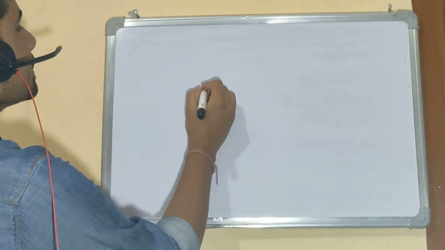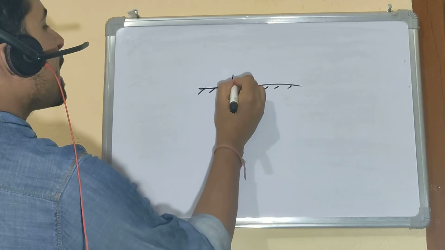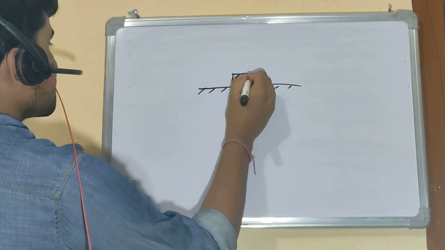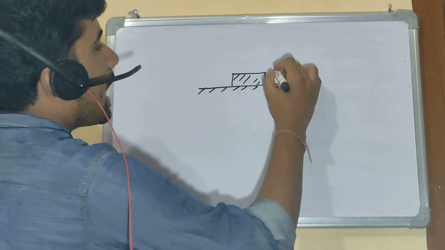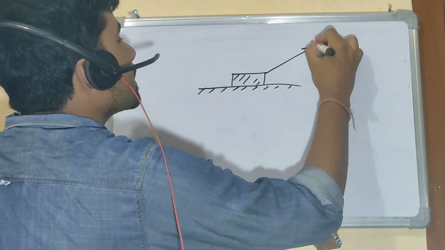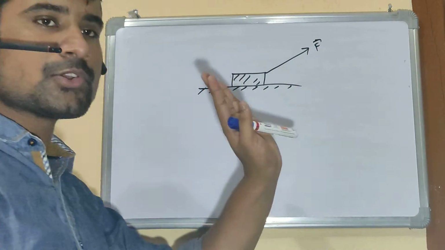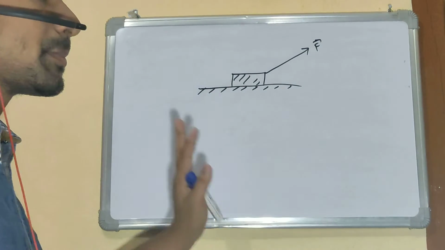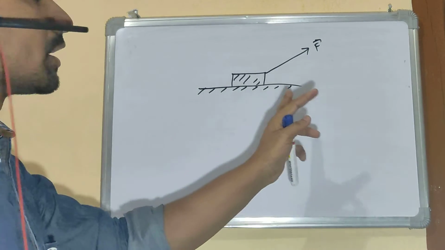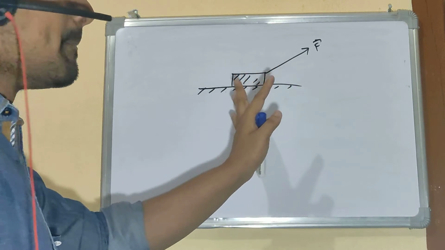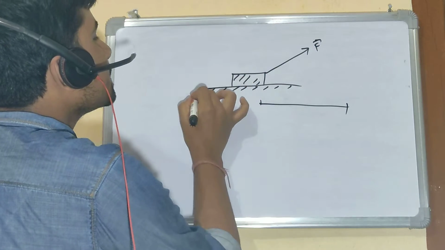Let's say this is a surface, and there is a plank kept on this surface. I am exerting a force in this direction on this plank. This force will produce motion. Force has the capability to produce acceleration and hence motion. So this force will produce motion in both directions, in this direction as well as in this direction.